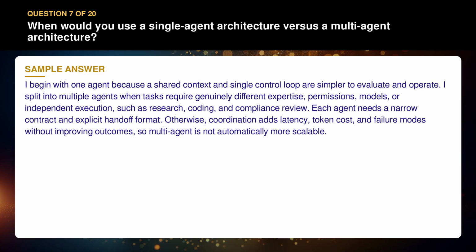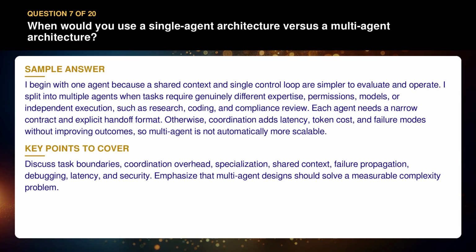Each agent needs a narrow contract and explicit handoff format. Otherwise, coordination adds latency, token cost, and failure modes without improving outcomes, so multi-agent is not automatically more scalable. Discuss task boundaries, coordination overhead, specialization, shared context, failure propagation, debugging, latency, and security. Emphasize that multi-agent designs should solve a measurable complexity problem.